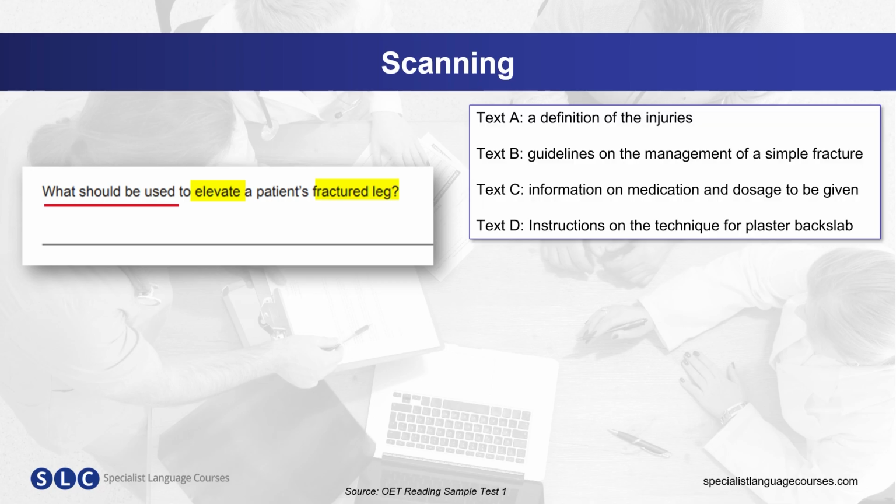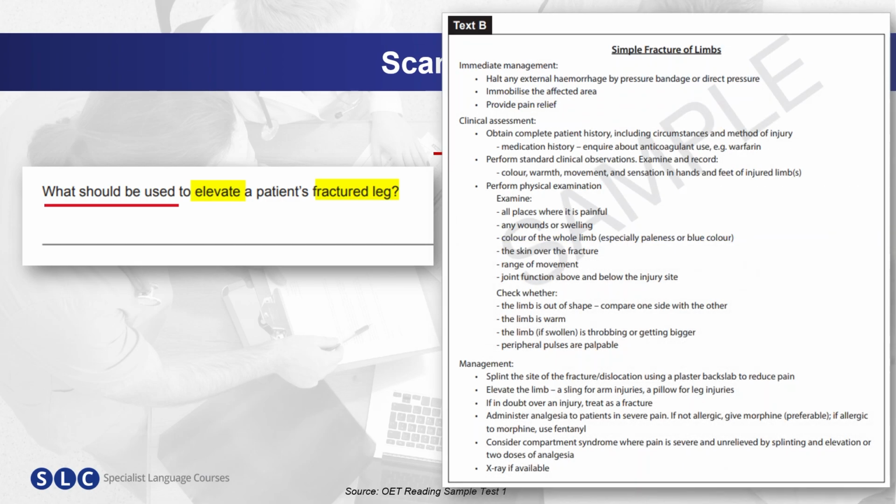Now, look at the title of the text. We are most likely to find this information in text B, Guidelines on the Management of Simple Fractures. We know it won't be in immediate management or assessment, so we quickly scan through the text. So we scan through the text to find the relevant section. It won't be immediate management or assessment. So here on management, we'll scan for the words which will help us find the answer.